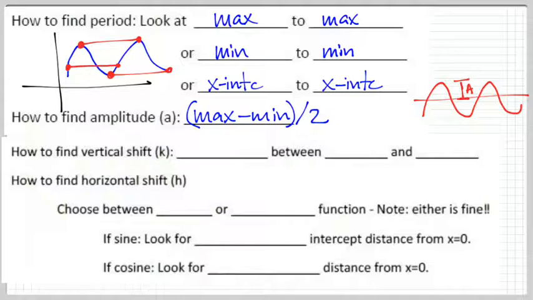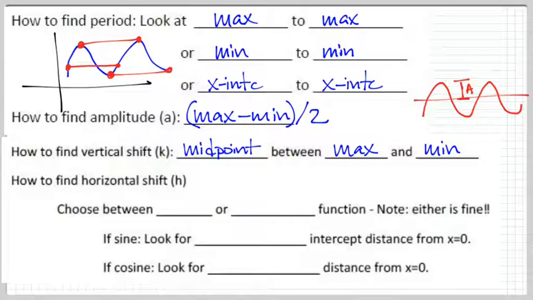For the vertical shift, we can figure out where the midpoint is, basically. So we find the midpoint between the maximum and the minimum. That gives us the midline. And then to find the horizontal shift, this is the hardest one.